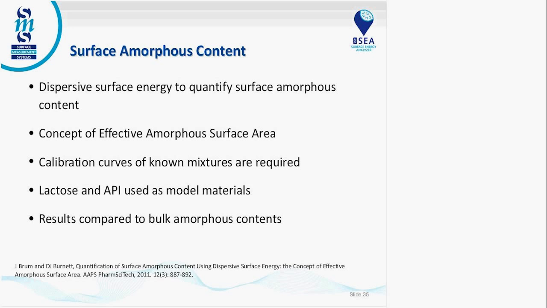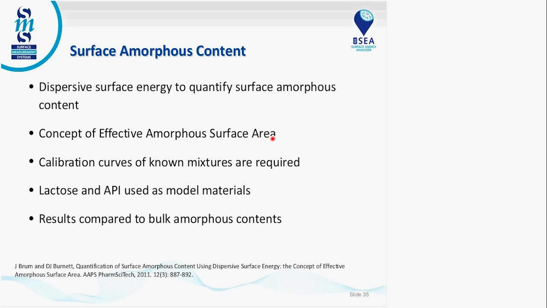Moving away from surface energy heterogeneity, I wanted to briefly talk about surface amorphous content. There was a paper that was done a few years ago, with Jeff Broom, looking at dispersive surface energy as a way to quantify surface amorphous content. Most other techniques look at bulk amorphous content, like DVS, XRD, DSC. Here, since it's a surface technique, we can look purely at the surface. How much of the surface is amorphous?